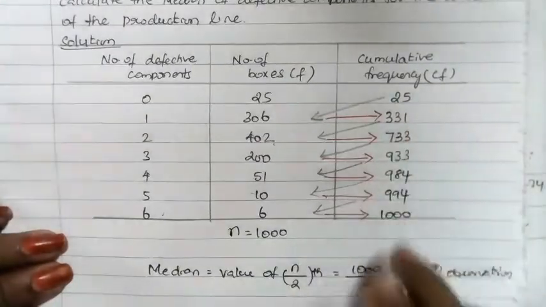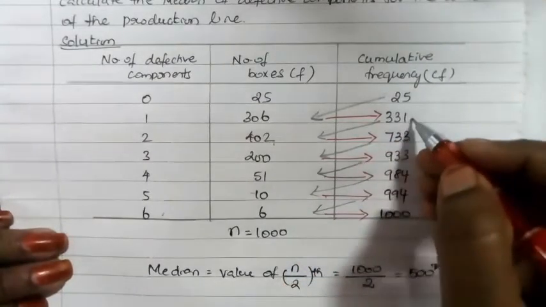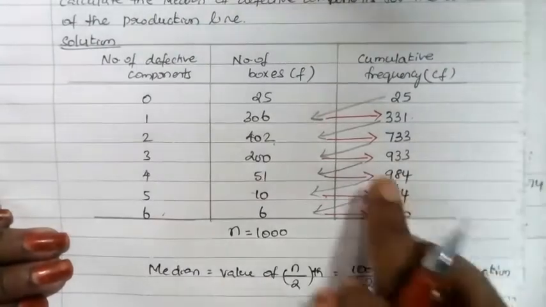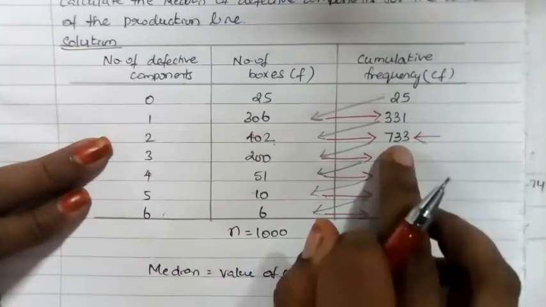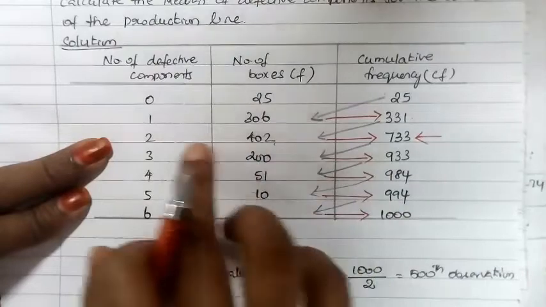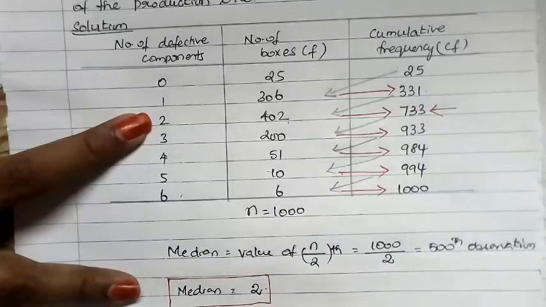When you look at the tabular column, the value 500 comes next to this 331. So after 331, before 733 is the 500th observation. So the value lies here. So this is the value where the 500th observation lies. The respective defective components number is 2. Median is equal to 2 is the answer.